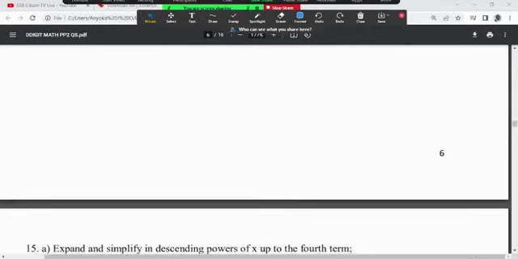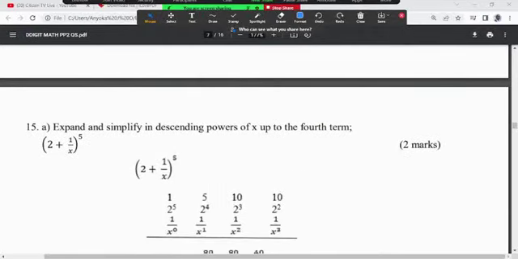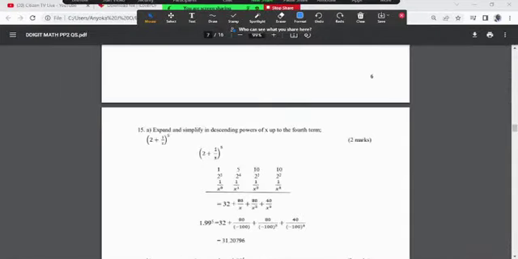Question 15. Second last question. For this one.